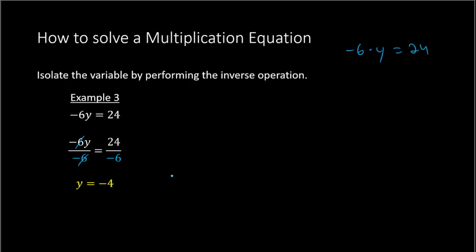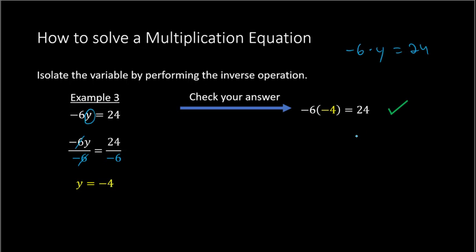And we can double check that by plugging negative 4 back in place for y. So instead of negative 6 times y, we have negative 6 times negative 4. And negative 6 times negative 4 is equal to 24, which means that negative 4 is the correct solution.